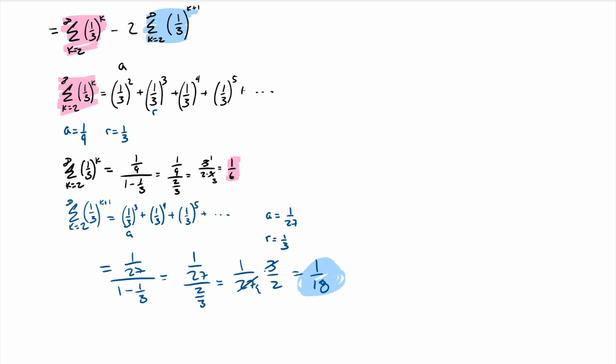So there is our second sum. So it turns out that this is merely equal to 1/6 minus 2 times, don't forget the 2, the 1 over 18. So what do we have? We have 1/6 minus 1/9. So this is what? Sorry, cheating. 3 over 18 minus 2 over 18. We get 1 over 18.